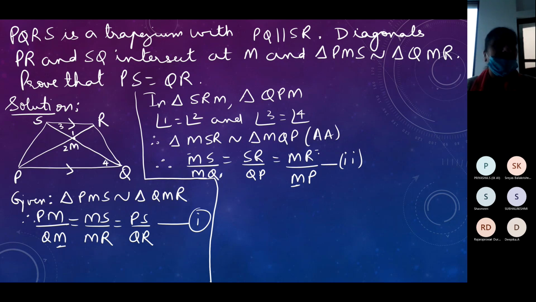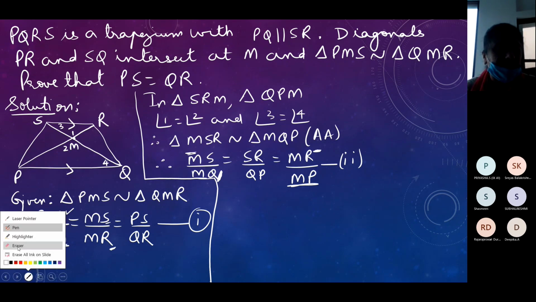MS by MR. All right. Then PS by QR. Do you have PS and QR here? No. See, children, I'm just reading. PM, PM. QM, QM. MS, MS. MR, MR.